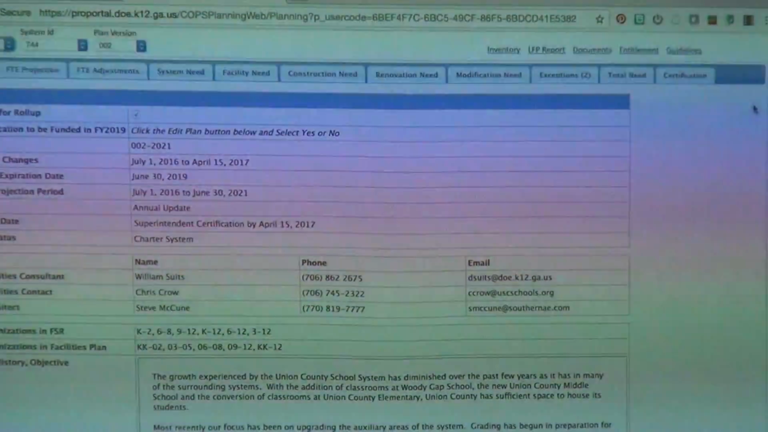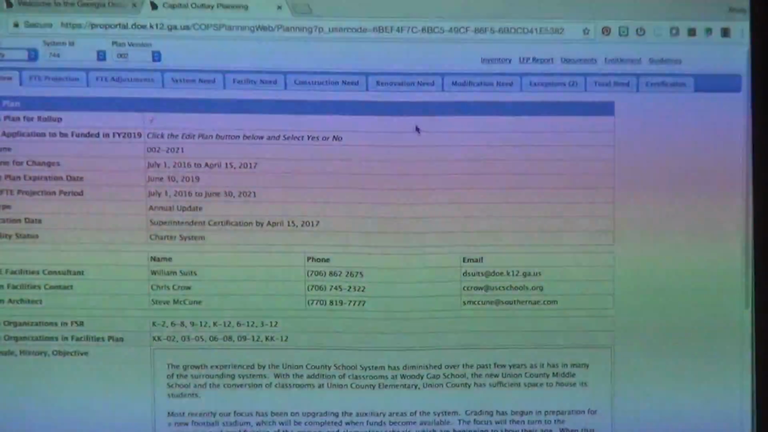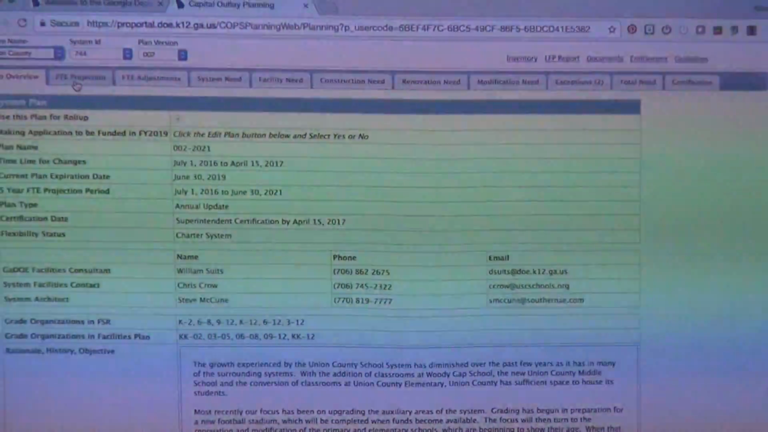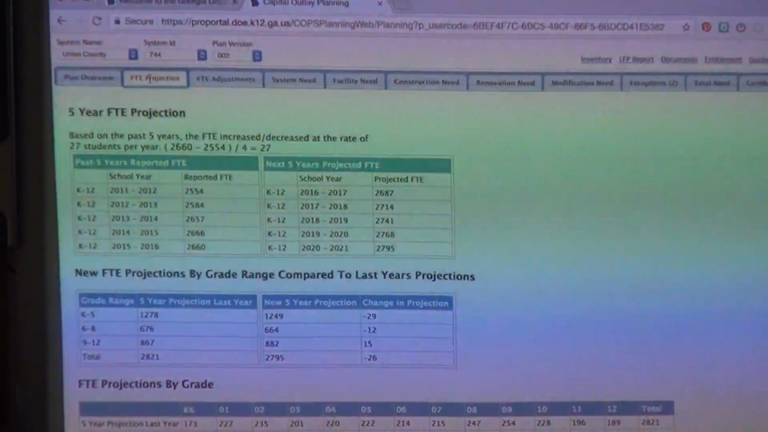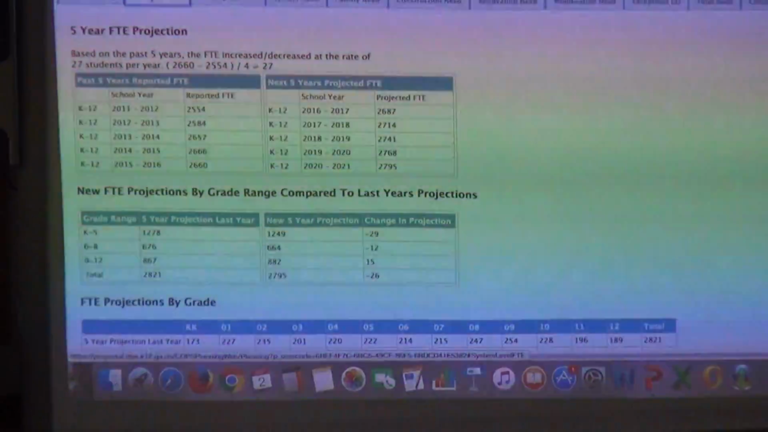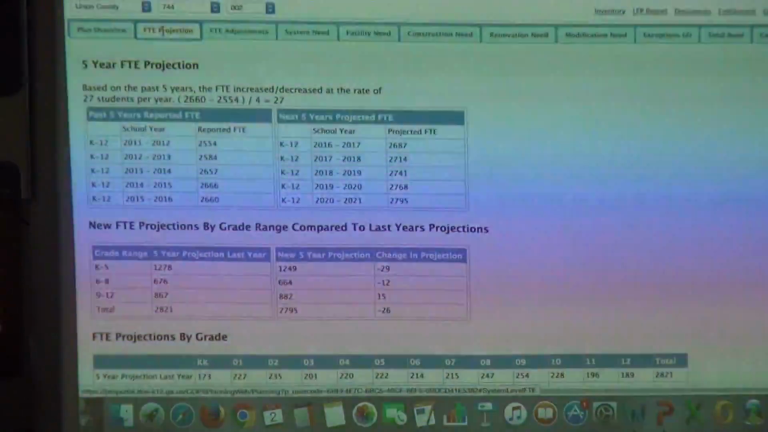But I'll point out some important portions, and then we'll go from there. First tab is FTE projection. You know that your school system files the FTE reports twice a year for the state. There's a March count and there's an October count.